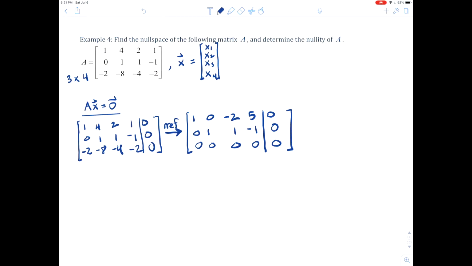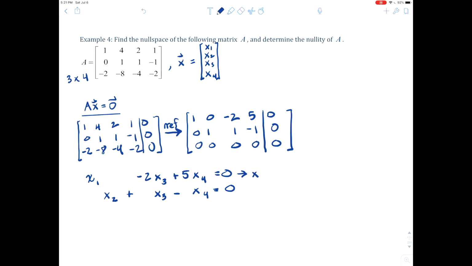All right, so let's see what that gives us. We would have x1 minus 2x3 plus 5x4 equals 0. x2 plus x3 minus x4 equals 0. And then the other one is just 0 equals 0. So what does that give us?